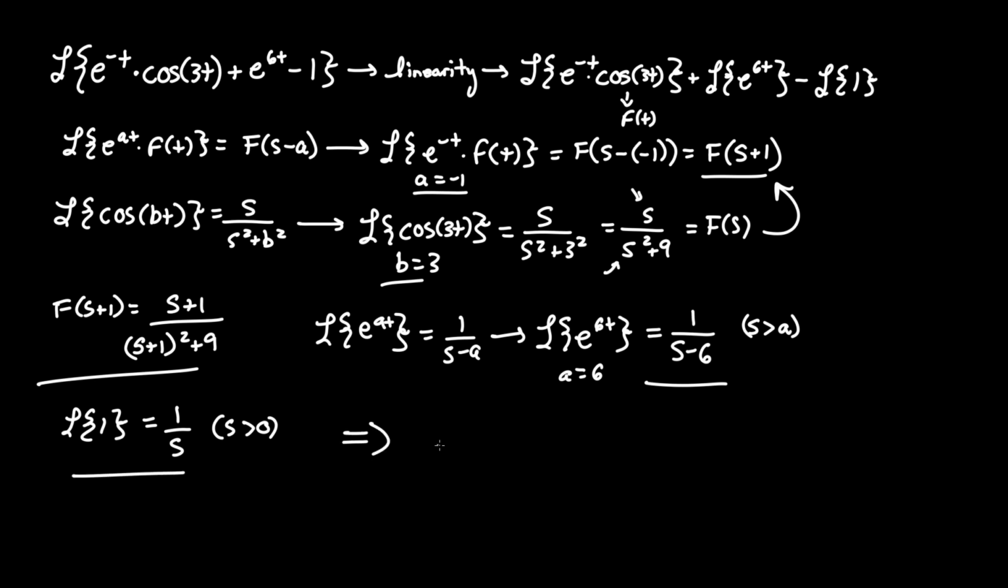Putting them all together, F of s plus 1, if you recall from before, was s plus 1 over s plus 1 squared plus 9, plus this term over here, 1 over s minus 6, and then don't forget that we have this negative sign here, and that becomes minus 1 over s over here.